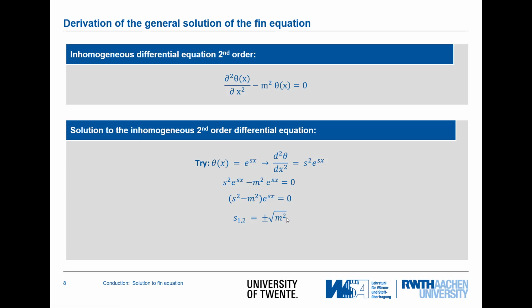Because we have two different possible solutions, we now construct our solution for the temperature by using both solution approaches: once the positive s1 x and once the negative s2 x. And we introduce the two coefficients c and d. From that, our solution for the temperature will be some coefficient times the exponential of the fin parameter times x, plus another constant times the exponential of the negative of the fin parameter times x. So we have now constructed one possible solution for the fin equation.